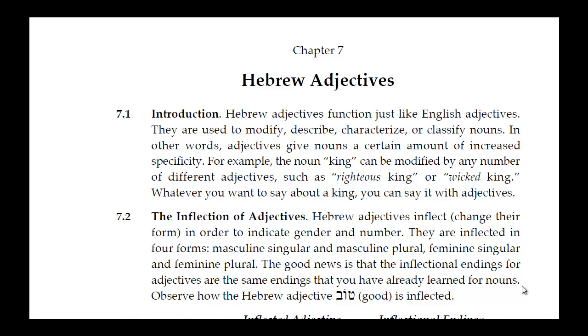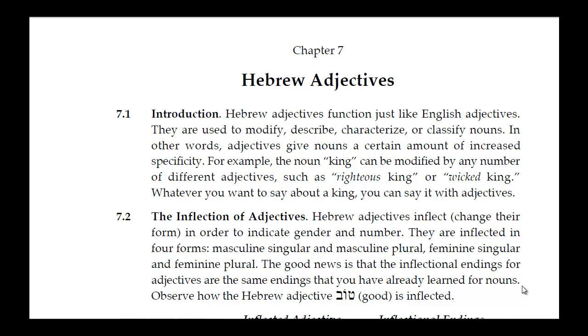And then we went from there to nouns, how to recognize a feminine singular noun, a feminine plural noun, a masculine singular noun, which are mainly endingless nouns, and then the masculine plural ending. And so today we're going to go into Hebrew adjectives.